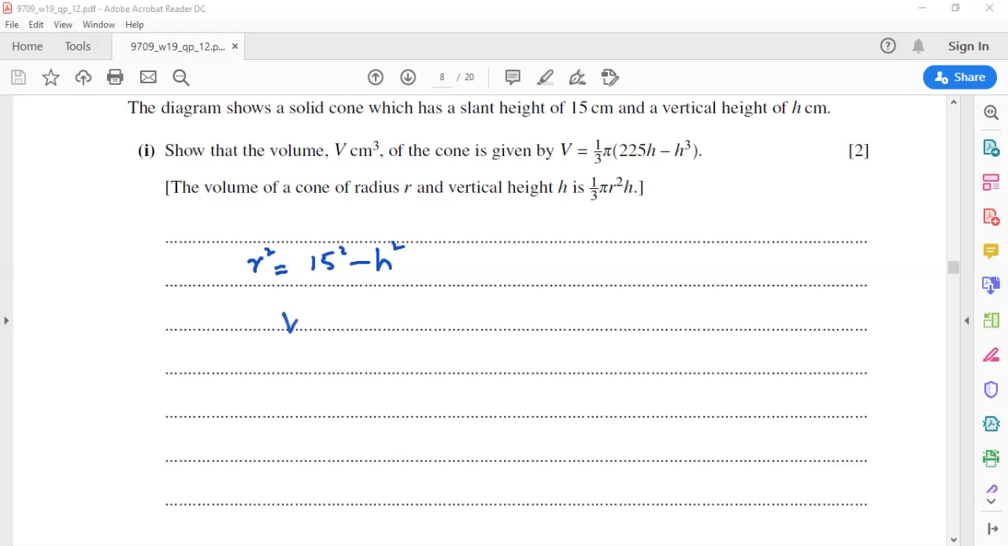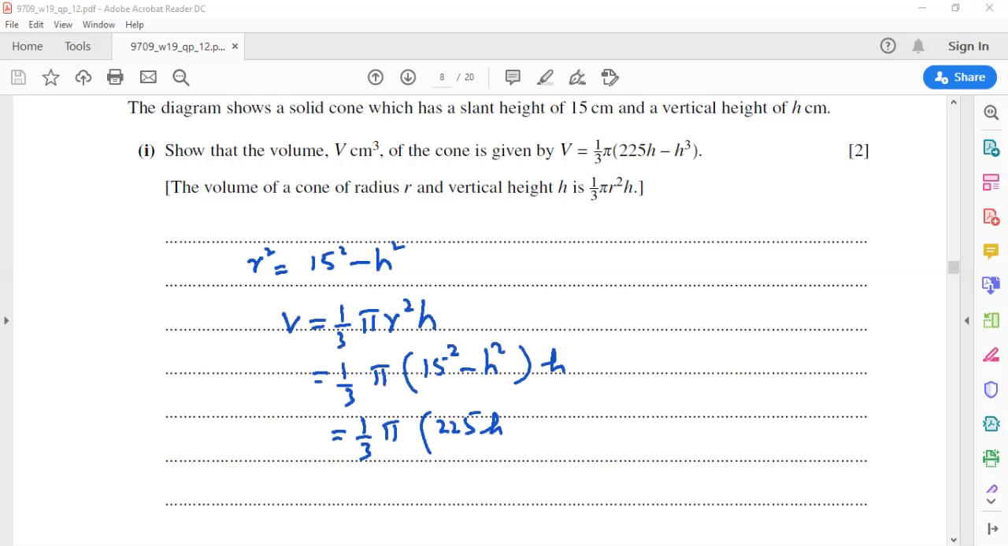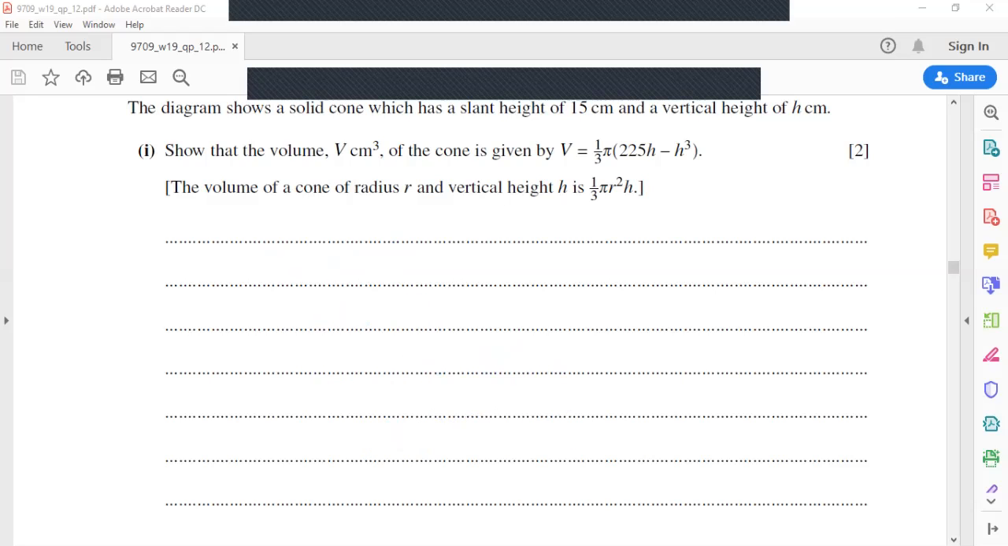So V is equal to 1 over 3 pi r square h, and the value of r square is 15 square minus h square, into h. Now it is 1 over 3 pi, and when this h is multiplied over here, this is 15 square, which is 225h minus h cube. So this was your first part. Now let's go for the further ones.